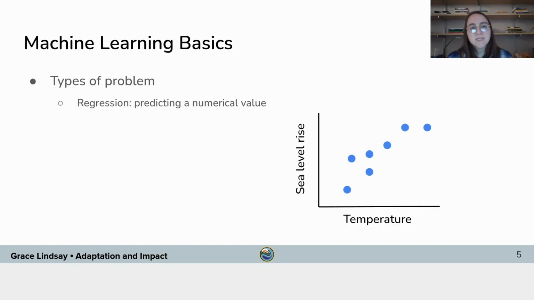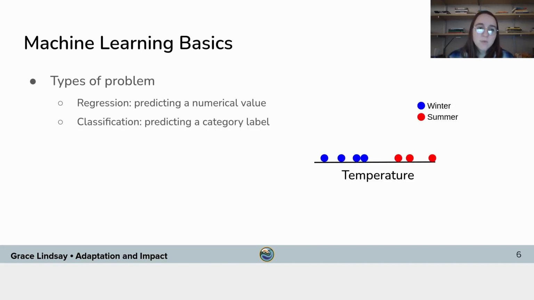So let's learn some basics about machine learning. There are different types of problems in machine learning. The first is a regression problem, and this means you're trying to predict a numerical value based on inputs. So for example, maybe we want to be able to understand the relationship between increases in temperature and sea level rise. And so we might want to be able to predict sea level rise in meters as a function of temperature in degrees.